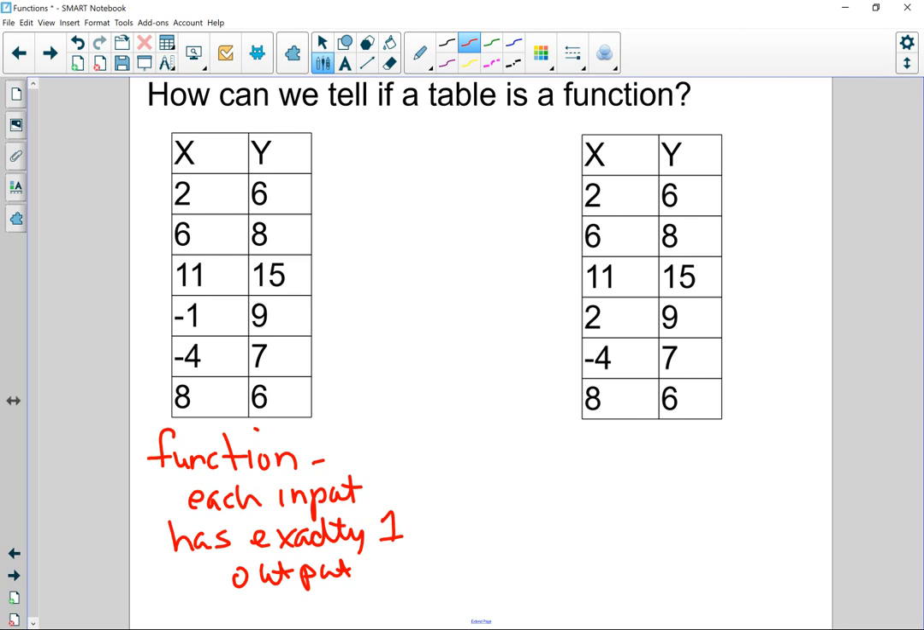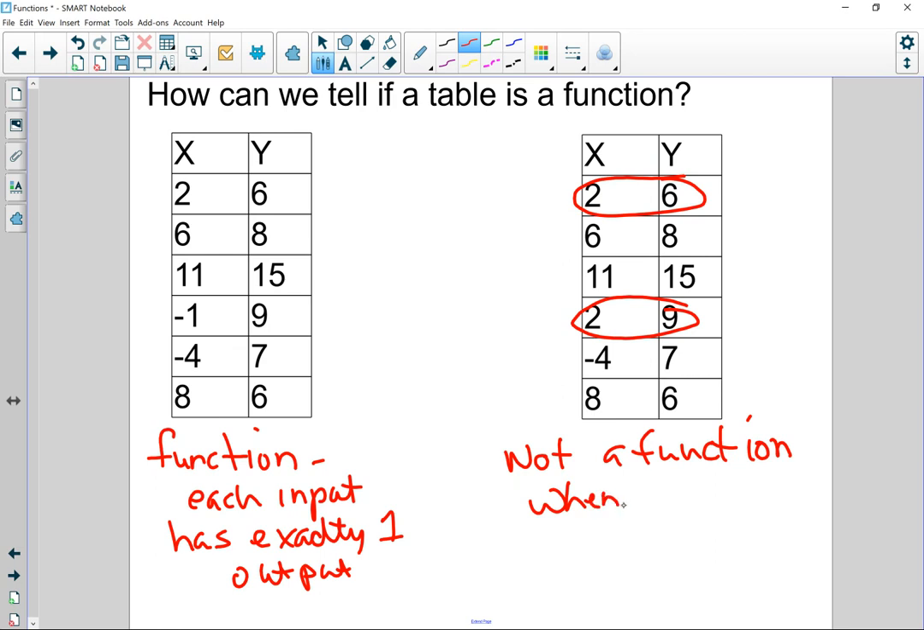Let's look at this table. We have 2 goes to 6, 6 goes to 8, 11 goes to 15. Wait a minute. Look here. 2 is now with 9. He started with 6, and now he's partnered with 9. So this is not a function because look at that x value. And the reason is when x equals 2, y is 6 or 9. We can only have one y value for each x. So it can't be a choice between 6 or 9. That's why this is not a function. 2 went with 6 and 2 went with 9. So that's how you check from a table.